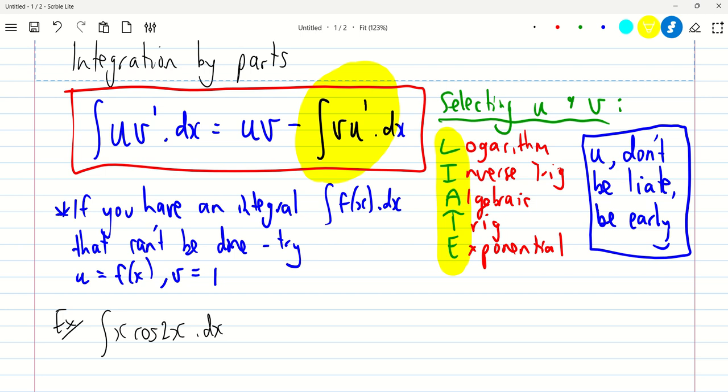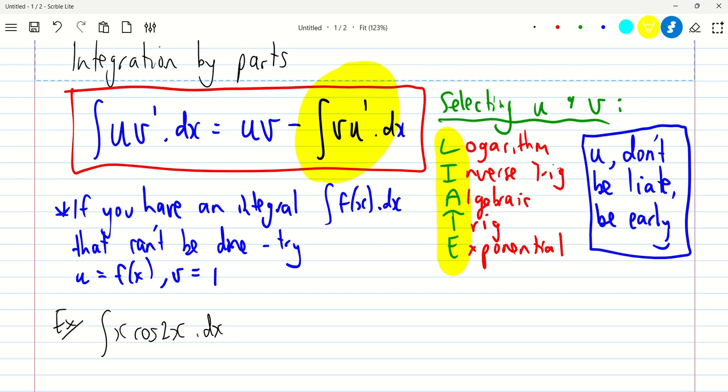And the same with exponentials. They don't change. If you've got e to the 3x plus 2, the derivative of that is just e to the 3x plus 2, times 3. So it doesn't actually simplify anything. So the rule is, when you're choosing your u, don't be late. You want it to be as early as possible in that list. That will make your life easier.